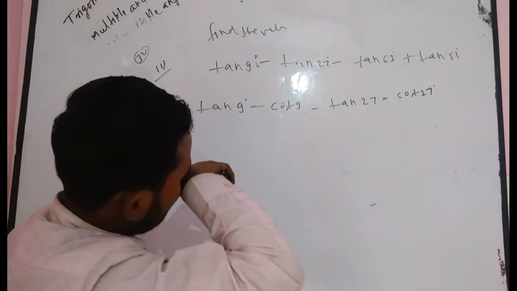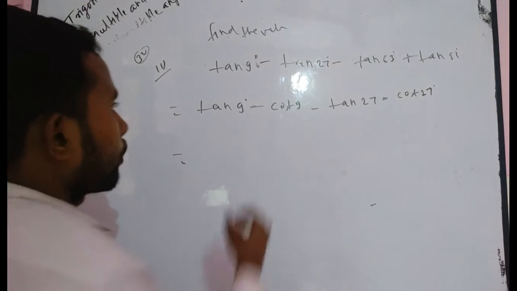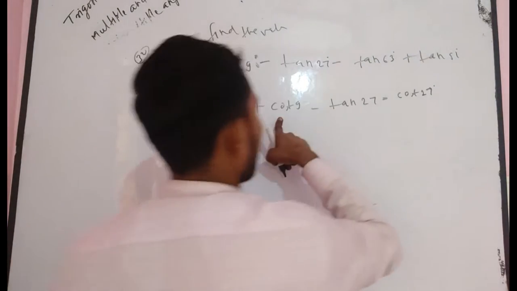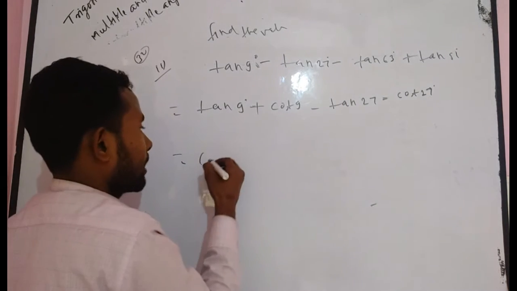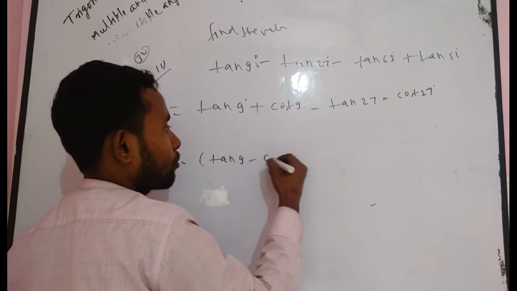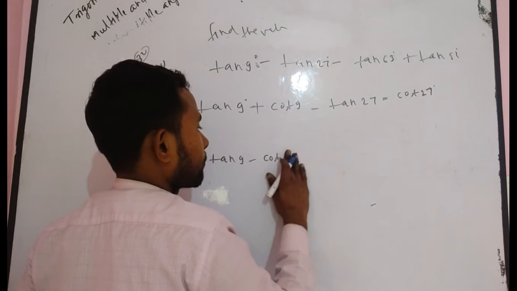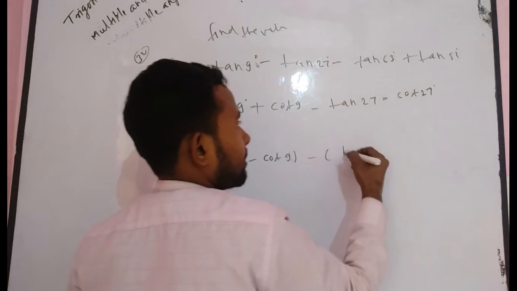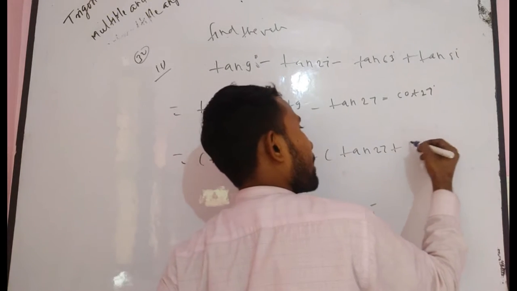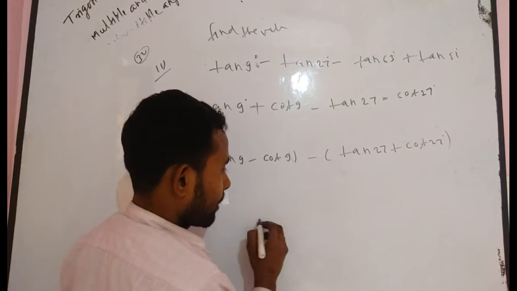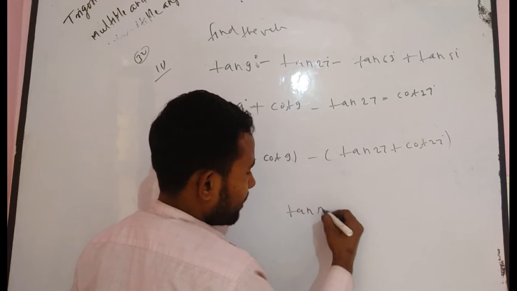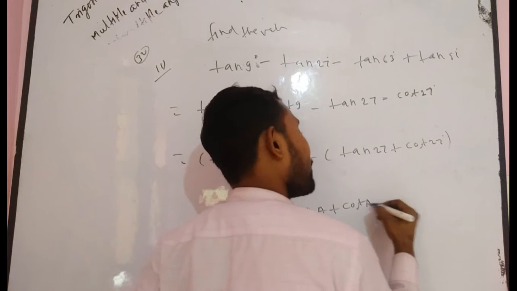Sorry, there is a plus sign because tan 81 will be cot 9. Now if you take common minus, it will be tan 9 minus cot 9 minus tan 27 plus cot 27. Very amazing expression.